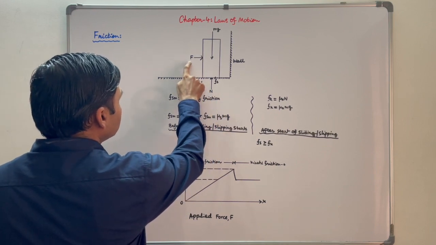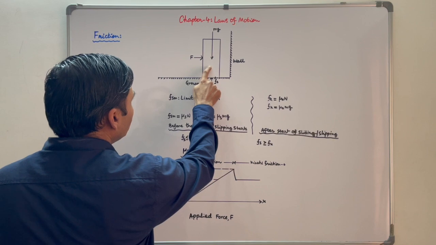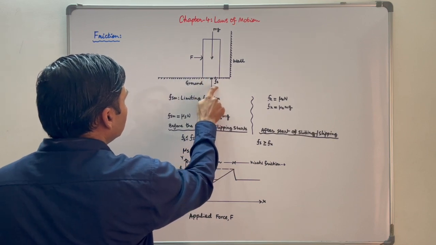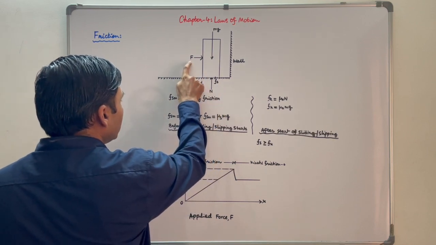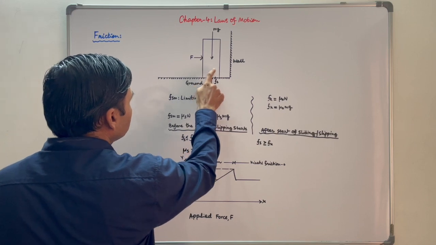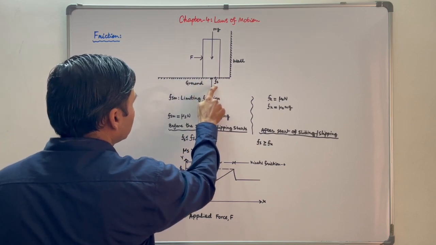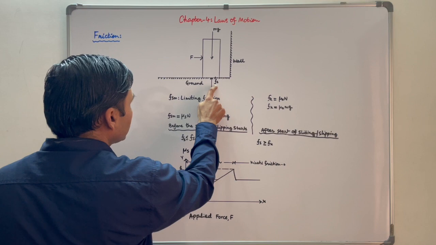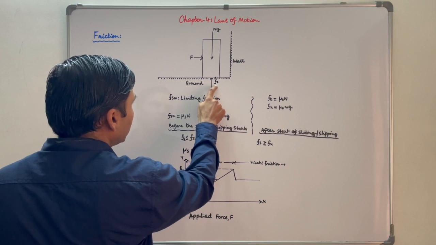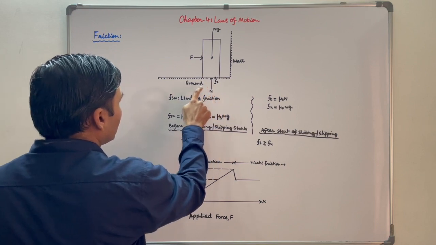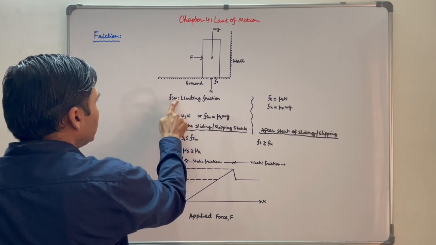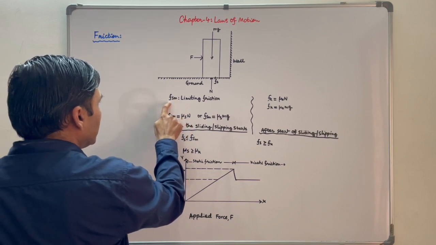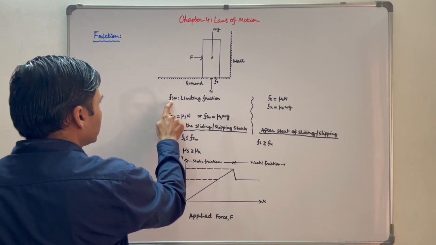Suppose F is increased and still object doesn't move, then Fs is increased. If F is increased further and still object doesn't move, that means Fs is increased further. But there is a limit to which Fs is increased. Beyond that, it cannot. That limit is called as limiting friction. It is represented by Fsm. That means maximum static friction.